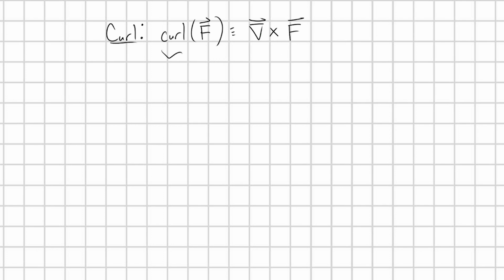By the way, what does curl even mean? It's the infinitesimal circulation of your field f, which in order to properly define, I'd have to actually define what circulation is, just like how I defined the notion of flux before I was able to properly define divergence. I might do this in another video, but for right now, let's just stick with the colloquial meaning.